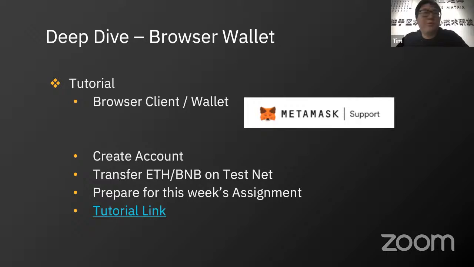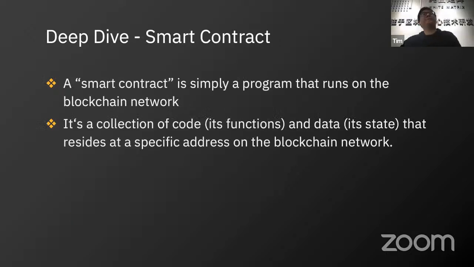Here's the tutorial we probably will go through later, or maybe after class, on how to create an account and transfer the BNB to the testnet to start our smart contract development. Okay, so here is just a refresher. A smart contract is simply a program that runs on the blockchain network, and it's a collection of code and data that resides at a specific address on the blockchain network.